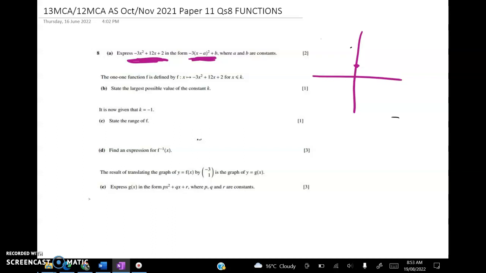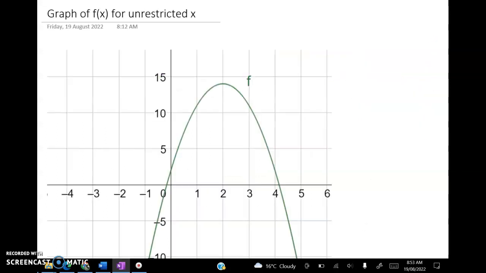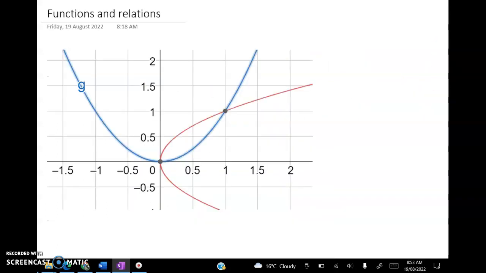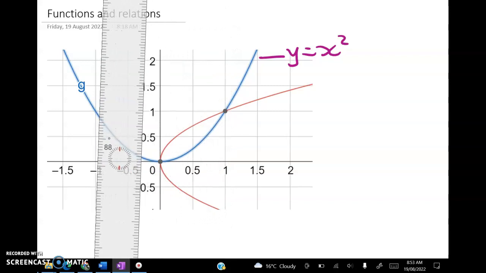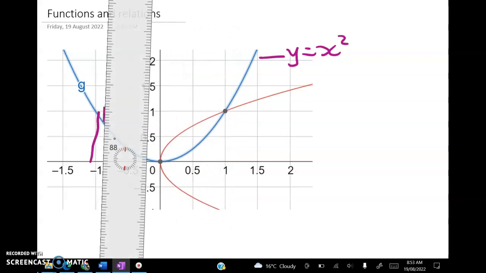When we've got a parabola, it's a function, right? So I'm going to show you a graph now of the most basic parabola. Right, this is the graph. This blue one is y equals x squared. And y equals x squared is a function. It's a function because it passes the vertical line test. So for any value of x, there's only one value of y.